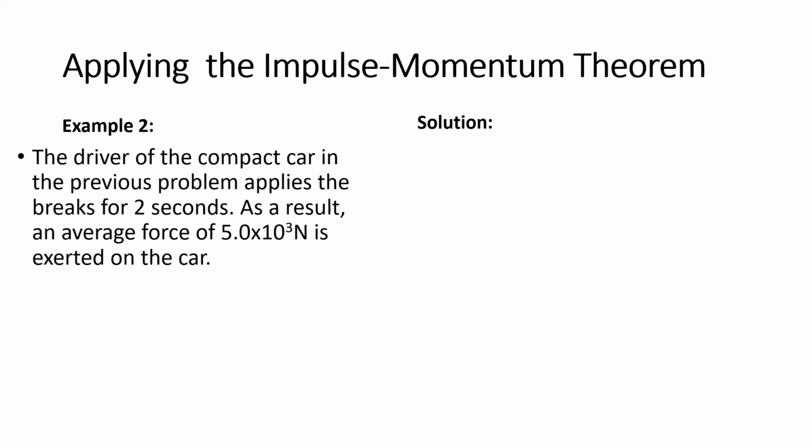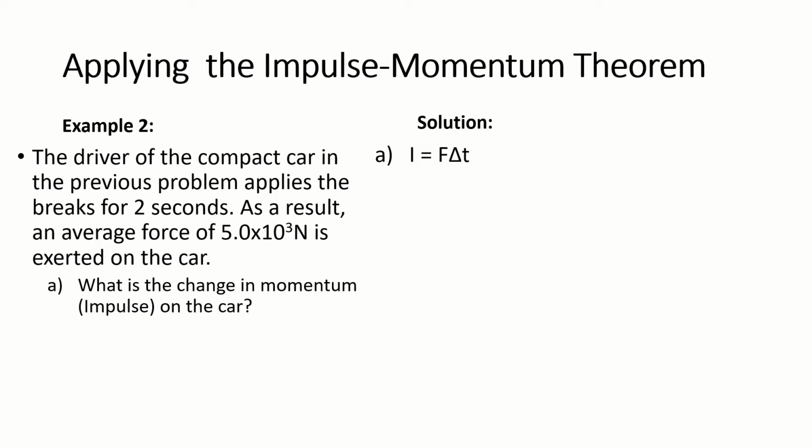Example number 2. This is where I'm stepping away from momentum and looking a little bit more at impulse, right? You see newtons, 5.0 times 10 to the third newtons, and a time of 2 seconds. So obviously we can't use p equals mv because none of those is a force and none of those is a time. The driver of the compact car in the previous problem, same mass and velocity, I suppose, hits the brakes for 2 seconds, applying a force of 5,000 newtons on the car. What is the car's change in momentum? What is its impulse? Remember, those two things are the same.